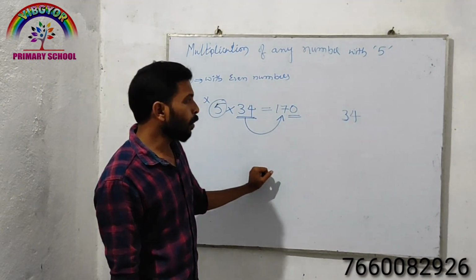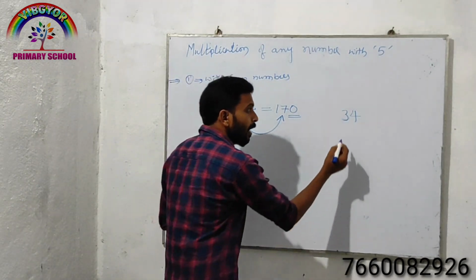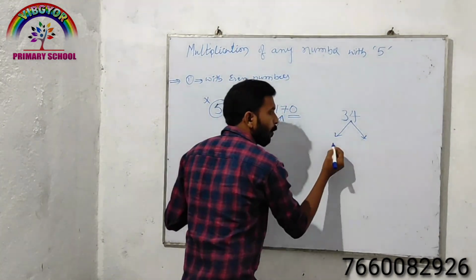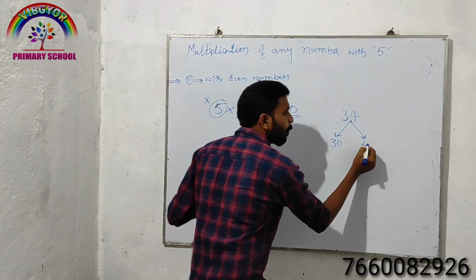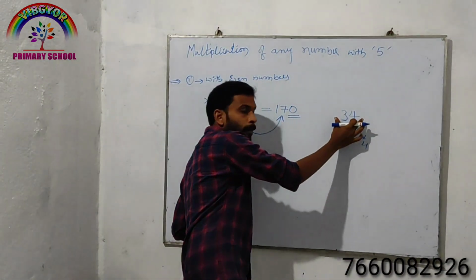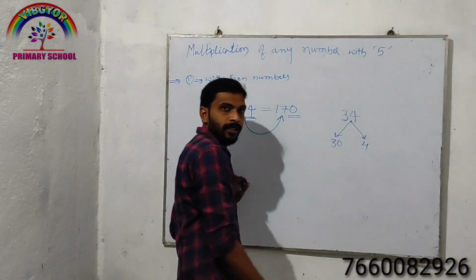34. If you don't know how to make it half, just split that number. That is, I am going to split this number into 2 parts: one is 30 and one is 4. Got my point? Split the given even number into its simplest digital positions.